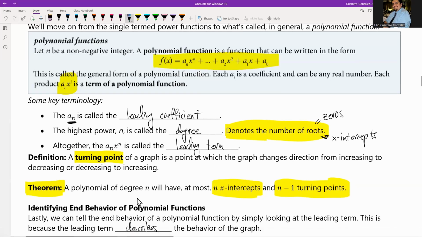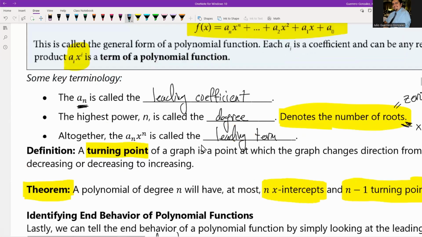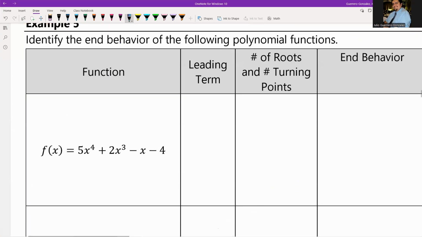Okay, so hopefully this works out right. I'm going to zoom in a little bit because I've got a table down below. There we go.